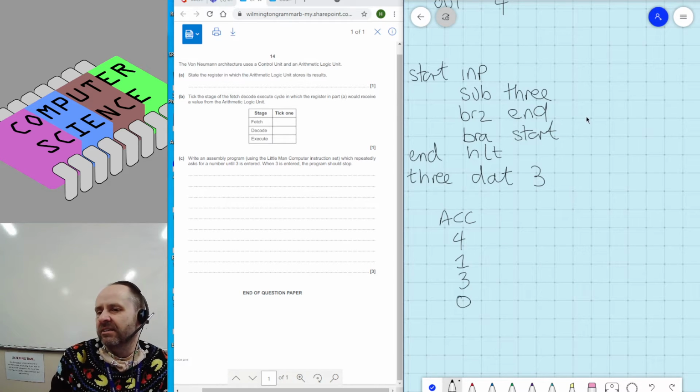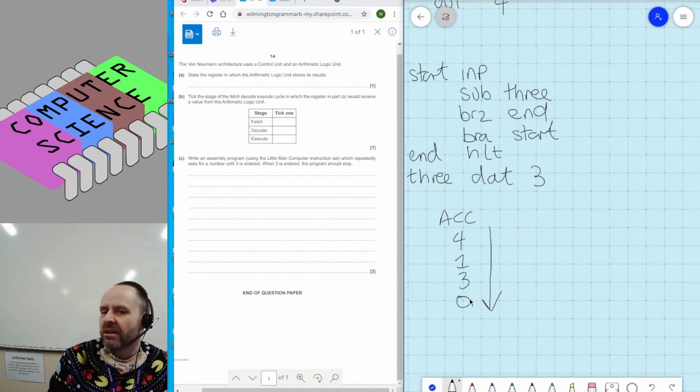I then hit this line, BRZ, go to end, that just says halt. One thing they may ask you in the exam question, and I would say, show the contents of the accumulator over time. And we've got it there. You can see that we had a 4. When we subtracted 3, it left 1. Then we inputted a 3. When we subtracted, it left 0. So I've got that sequence.